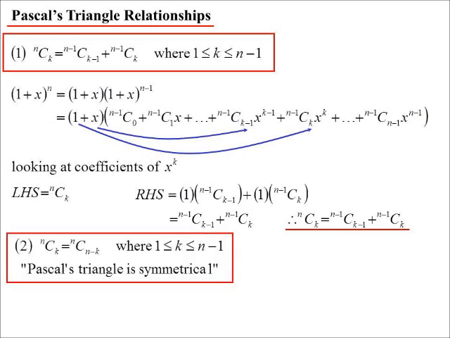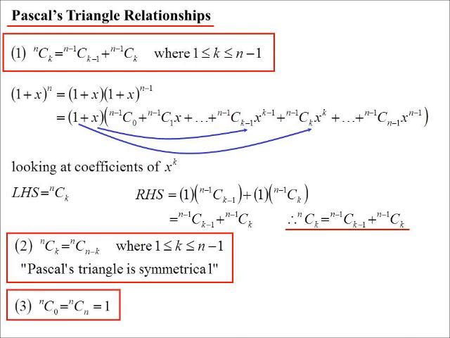The second relationship is basically saying the triangle's symmetric. If you start at the first one over here, it'll equal the last one over here. If you go in 1 from the left, it'll be the same as 1 from the right. 2 from the left will be the same as 2 from the right, and so on. So nCk will always be the same as nC(n-k). Again, the two numbers down the bottom add together to give the number on top. So that's talking about the symmetry of the triangle.